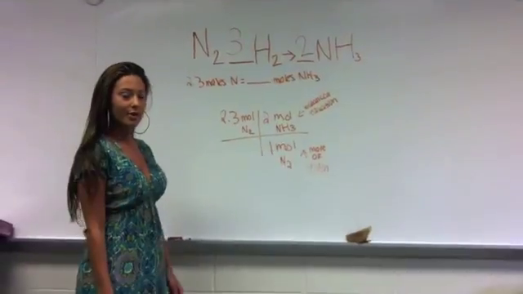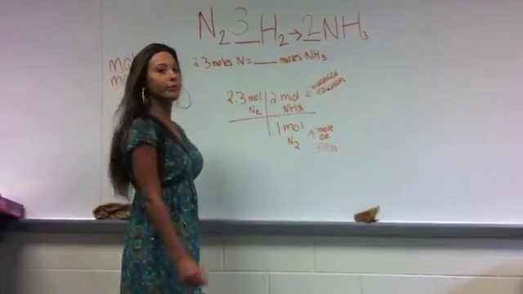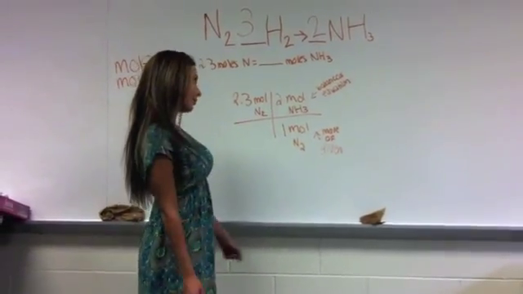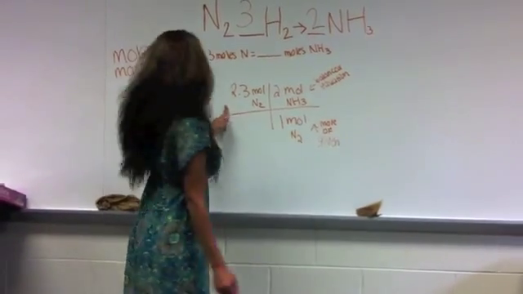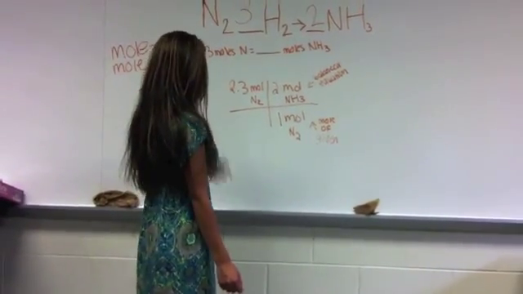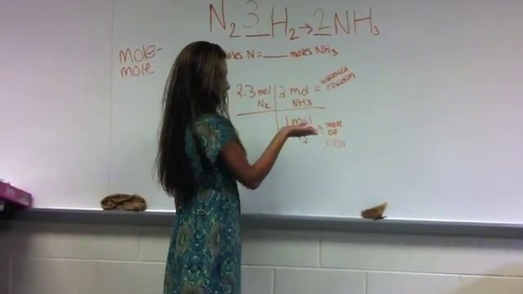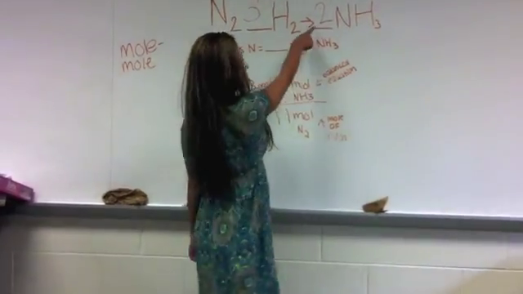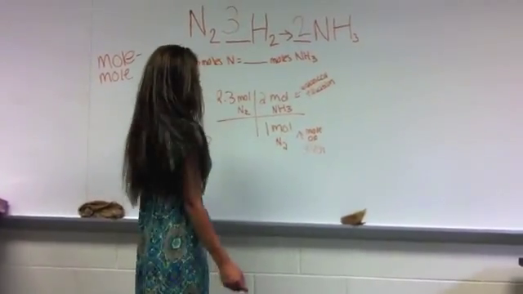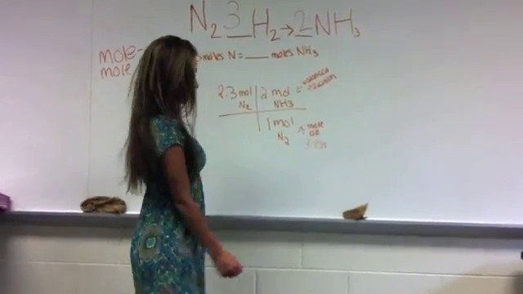Okay, our next problem is a mole problem. Our question is, if you have 2.3 moles of nitrogen, how many moles of ammonia can you make? Okay, so to set this up, you get your given. Your given is 2.3 moles of nitrogen. Then you put right here your mole of B, or ammonia, and that would be 2 from the balanced equation. You can see that we have 2 of ammonia. And then you put your mole of your given, which is just 1 mole of nitrogen.